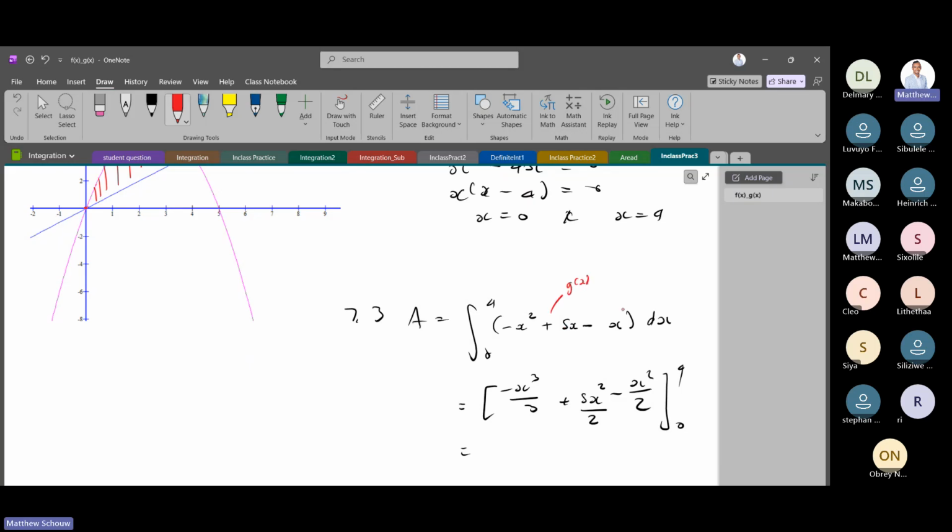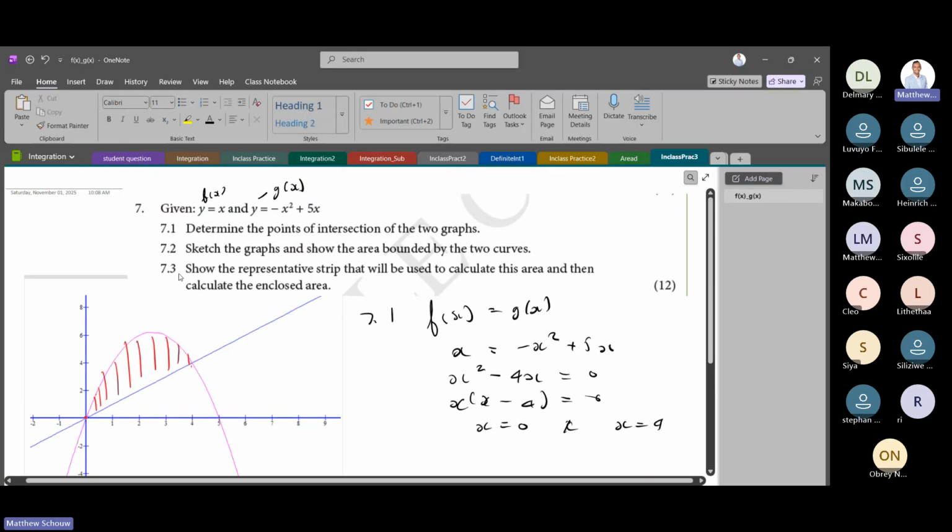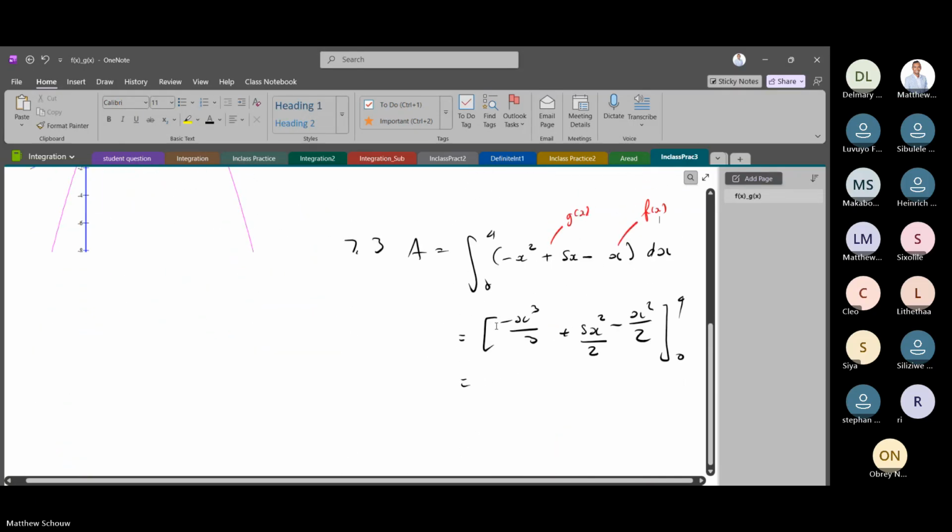I believe minus f of x. Was it f of x minus g of x? Sorry about that, I just got thrown off. And you should get the right answer.